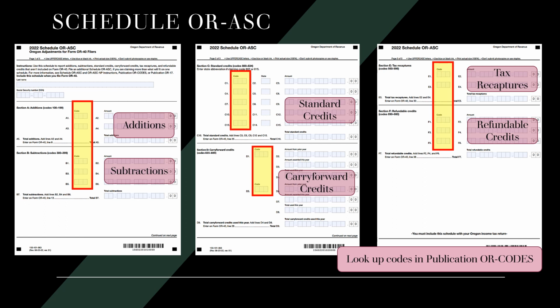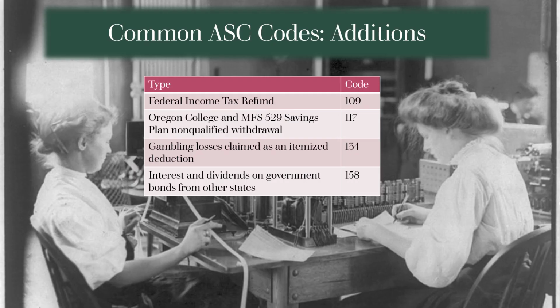Whew! Now that we have made it through the return itself, as promised, we will take a look at Schedule OR-ASC. Again, that's ASC for additions, subtractions, and credits. You'll note the sections here on the form. You'll also note that instead of line items printed directly on the form, there is a column for a 3-digit code. Each addition, credit, or subtraction has its own code that would be entered on this form along with the amount. You can find the codes in Publication Oregon Codes, but let's look at some of the more commonly seen codes for our clients. Let's start with additions.